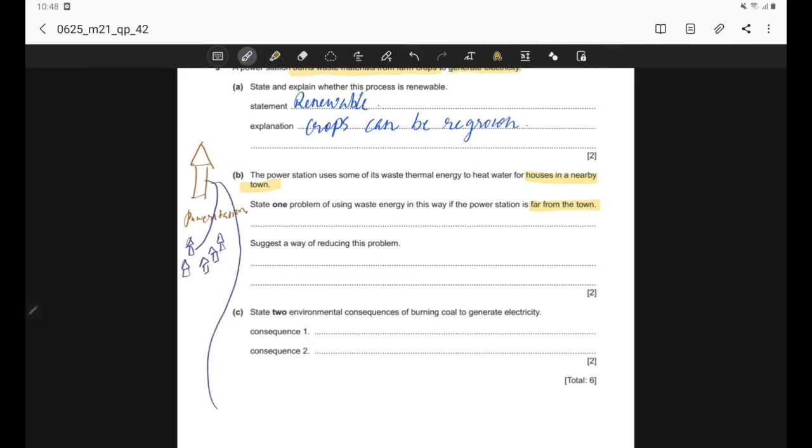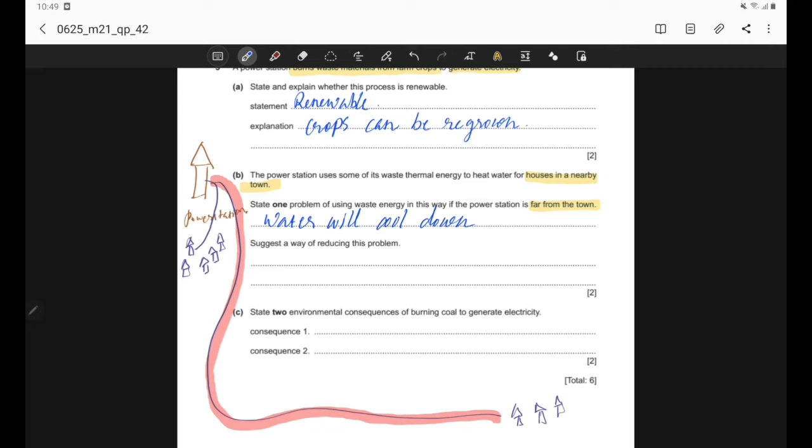So if the houses are too far away, when the thermal energy is transferring from this power station to the houses, it has to travel a long distance, but by the time of traveling the long distance, the water will cool down. So we can write as one problem, water will cool down. Suggest a way of reducing this problem. So by insulating the pipes, we can keep the water hot for a long time. We can write insulate the pipes.